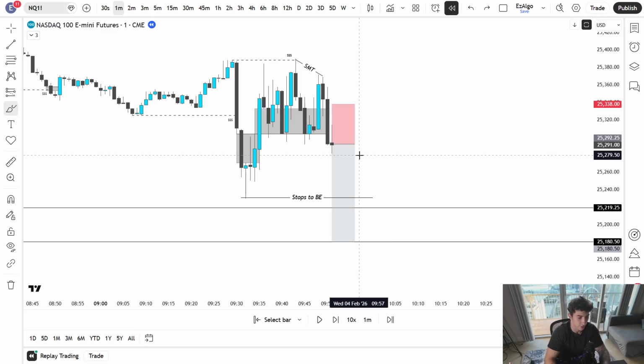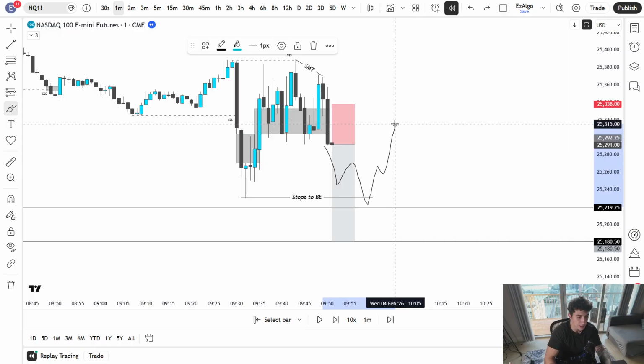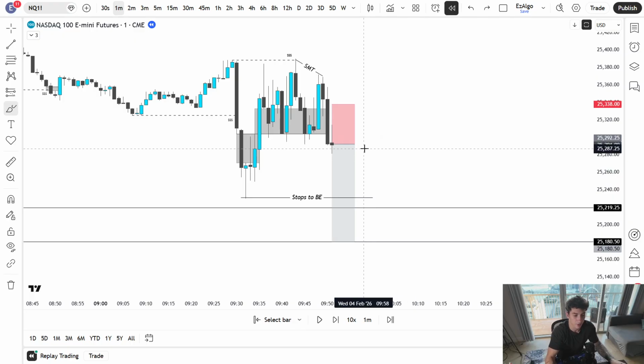You need to let your thesis play out. You should only move your stop loss to break even once your trade idea would be invalidated if it came back to entry. If your trade idea would still be valid if price came back to your entry, then don't move your stop loss to break even.